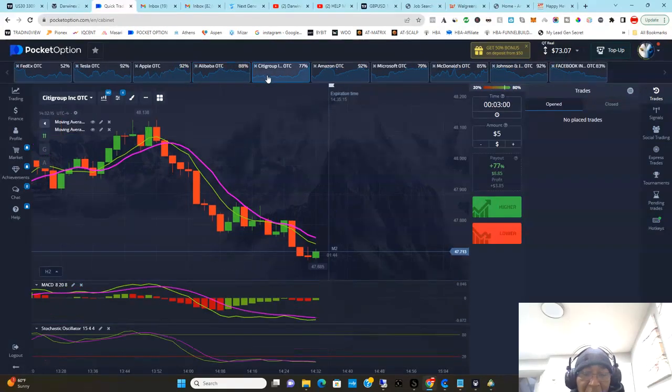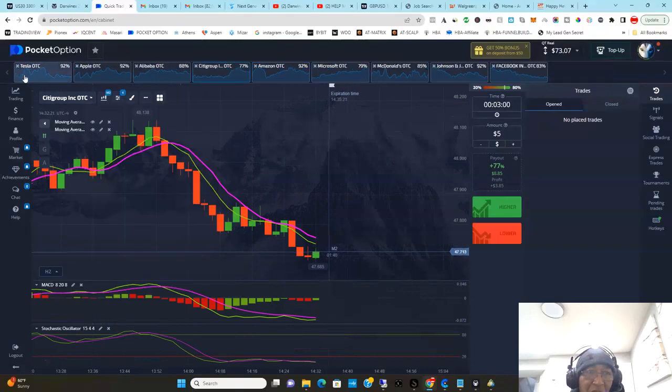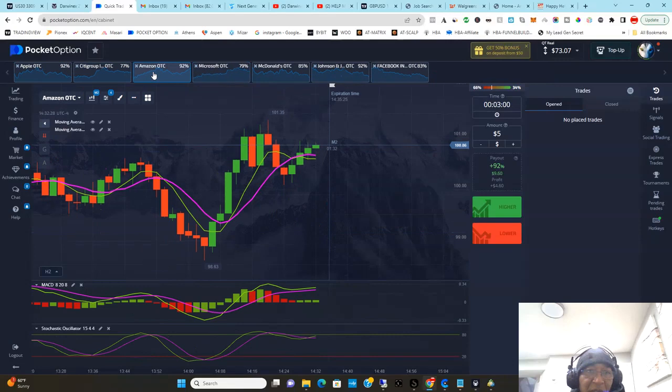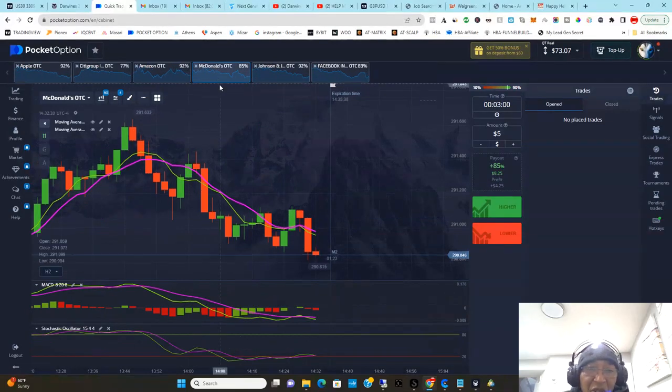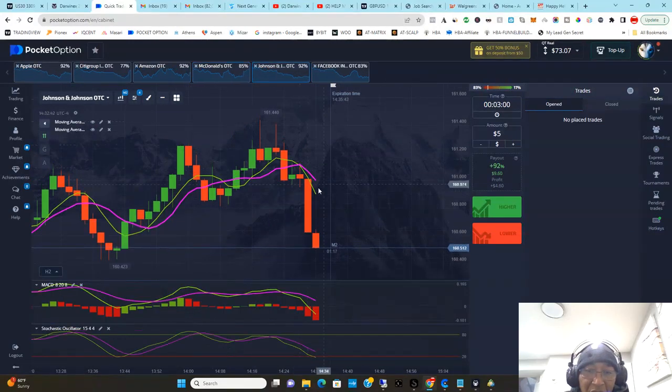But let's look at another pair. Let's look at some pairs here. We only trade the pairs that have a higher percentage return. Let's see. This is paying 77. This one is paying 92. So that's good. That's really good. This one is paying 79. We take that off. 85 is not so bad. Okay, 92. Okay, yeah, and you can see that's going down, but we might have already missed this one already. You see it's crossed and it's facing down, so that's going down.